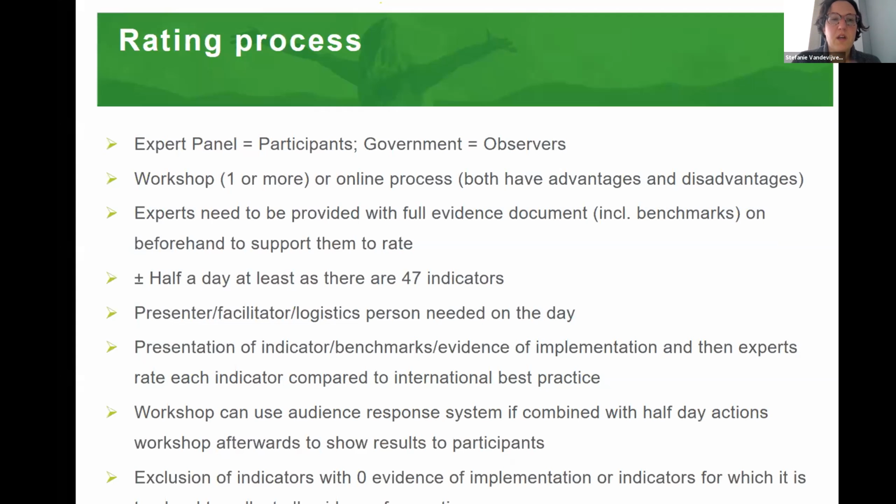The rating process is usually done in a workshop format, but it can also be done online. Some countries have organized it online, but in the context of Africa and low and middle income countries, especially where the concept of food environments is still very new and needs explaining, and the experts really need to familiarize themselves with it, I think it's recommended to do this in a face-to-face workshop if possible.